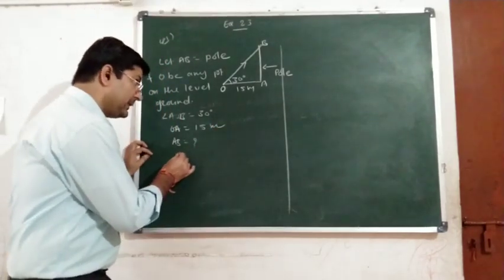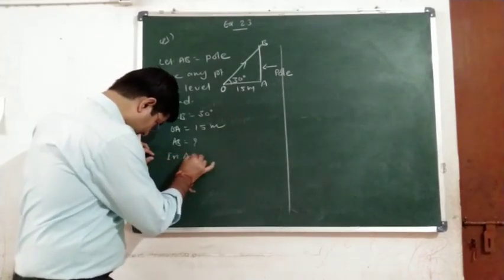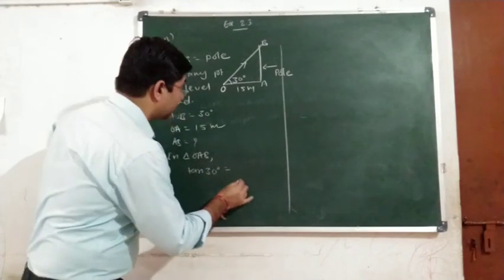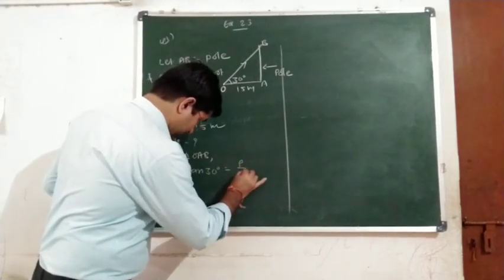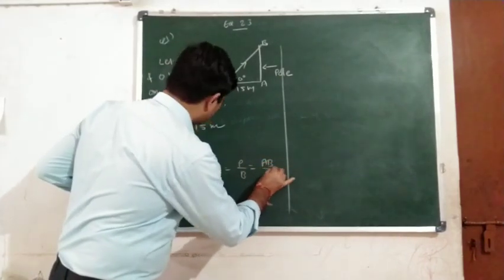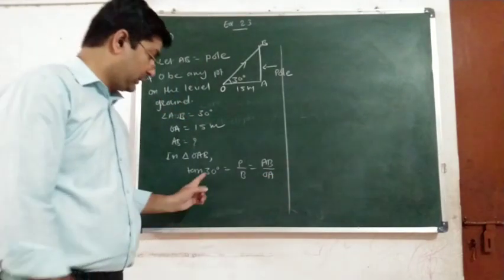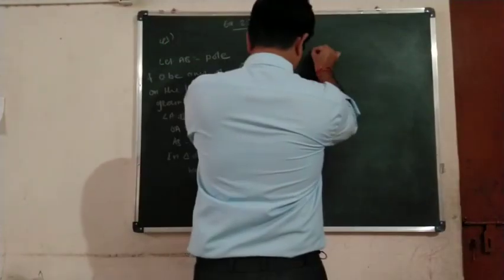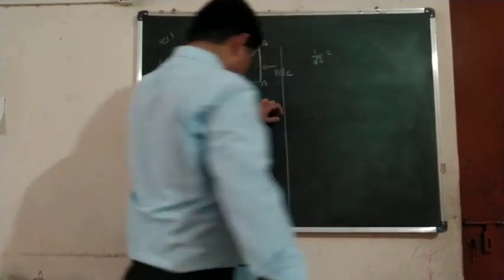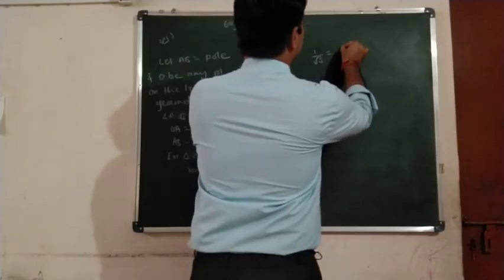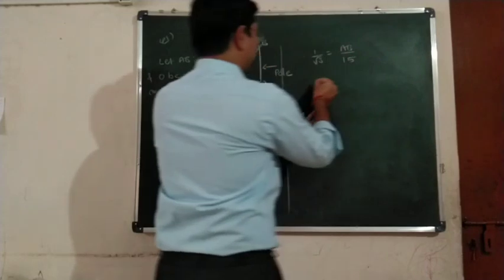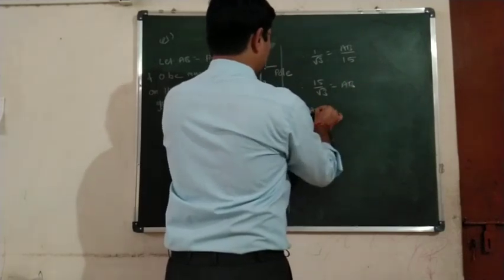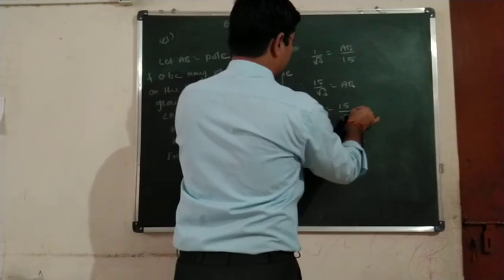Now in triangle OAB, we will take tan 30. Tan 30 is perpendicular upon base, equal to AB upon OA. In the next step we will put the value. What is the value of tan 30 that we have seen in the previous class, class 9? Tan 30 is 1 upon root 3, is equal to AB, which we have to find out, and OA is 15, and therefore 15 upon root 3 is equal to AB. Therefore AB is equal to 15 upon root 3.